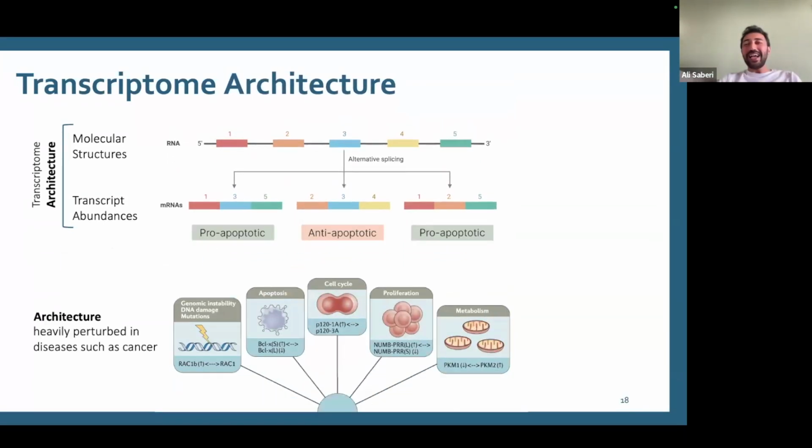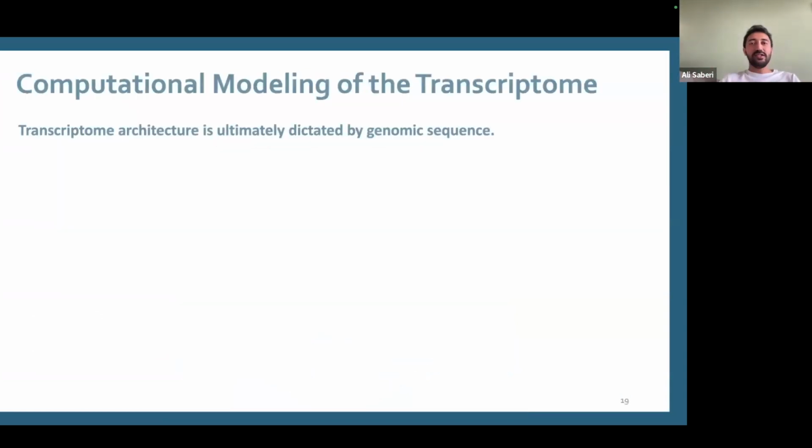So we have these proteins, and as I described before, here are some of the hallmarks of cancer, some of the processes inside the cell that need to be dysregulated for the cancer to grow. You can see that in all of them, one of the things that is heavily perturbed is the architecture, the molecular structures that are chosen and their abundances. So I'm trying to tell you what transcriptome architecture is and why this is important, because if this architecture is perturbed and dysregulated, bad things will happen. This is the summary of it.